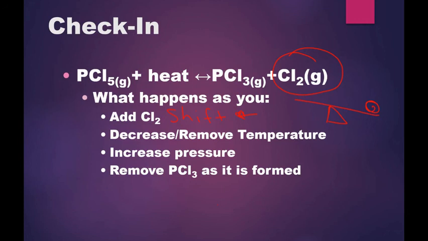What if I decrease or remove temperature? So if I remove temperature, I'm getting rid of this. Okay. So what did my seesaw do? My seesaw did this. Okay. What do I need to do? I need to shift left. So I'm going to shift left, or I'm going to increase the production of my reactants.